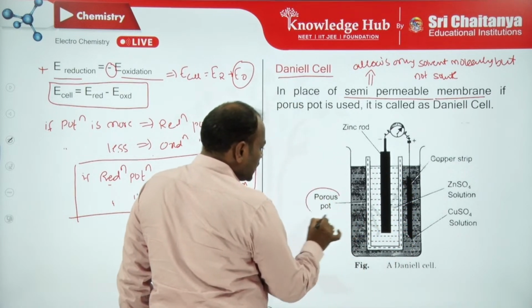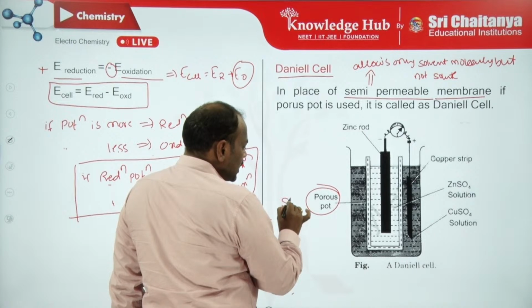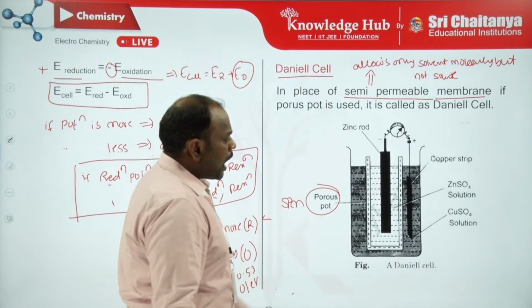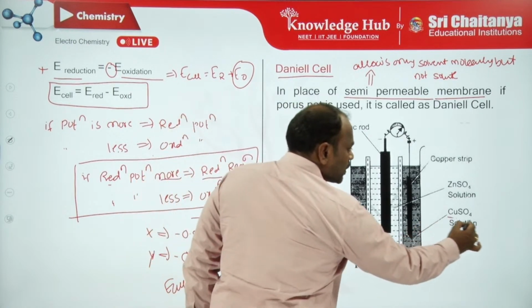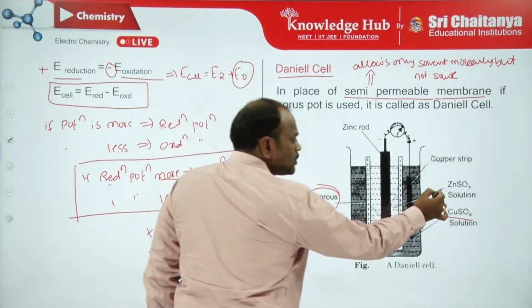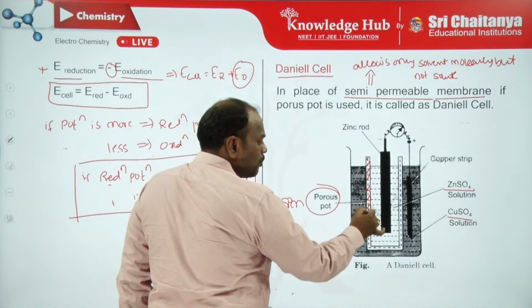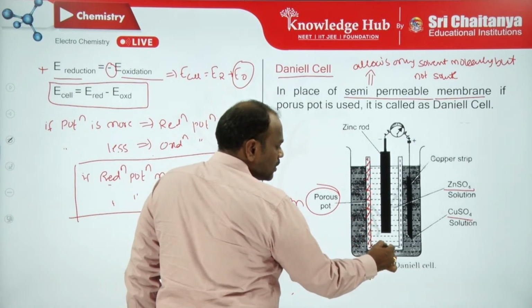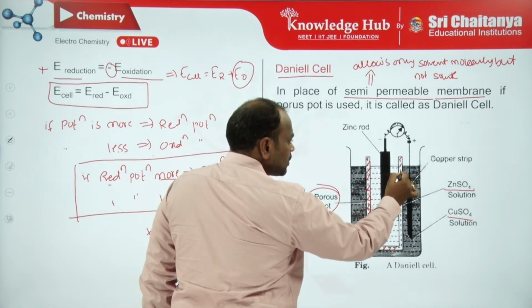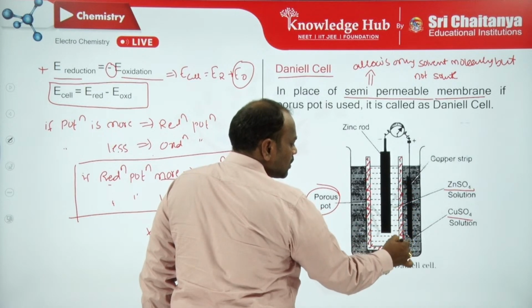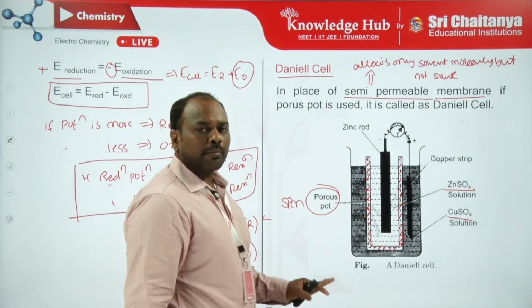See, the porous part is made up of which one? Semi-permeable membrane. Outside we use which one? Copper sulfate. Inside we use which one? Zinc sulfate. And this is the semi-permeable membrane.